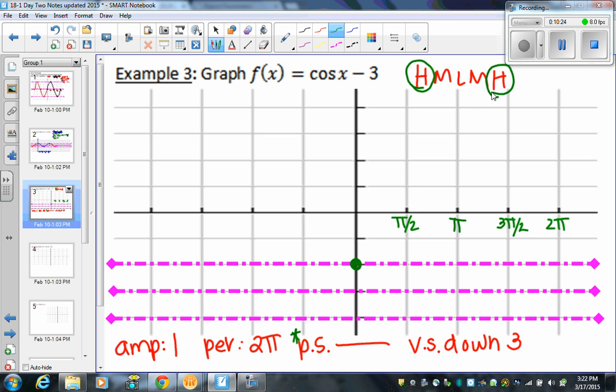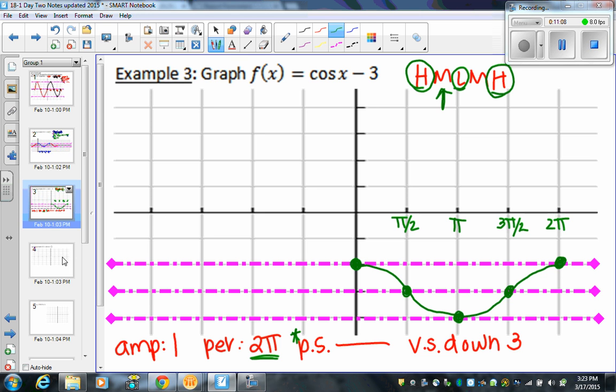My last point is going to be a high point. How many units away? By our period, 2 pi units away. So 2 pi units is 4 spaces over, and we do a high point. Halfway between, we would do a low. So halfway between these two would be at pi on the low line. Halfway between our high and our low, we would do a middle. And halfway between our low and our high, we would do a middle. And so our curve would look like this. And all I need is one period.